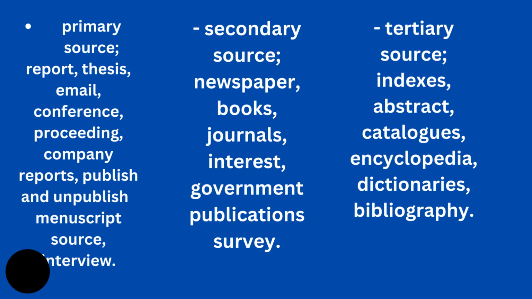Here is a look at what a primary, secondary, and tertiary source is for the research. Primary sources can be the report, thesis, email, conferencing, proceeding, company reports, published or unpublished manuscript, resources or interview about our specific interested area. In the form of secondary sources, it could be the newspaper, book, journals, government publication, and survey. And the tertiary sources can be the indexes, abstracts, catalogs, encyclopedia, dictionaries, and bibliography.